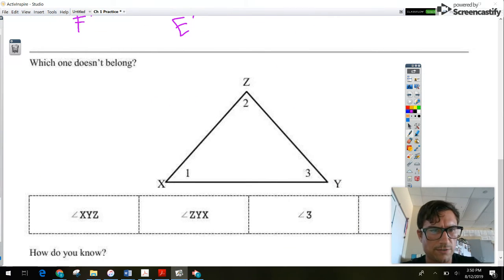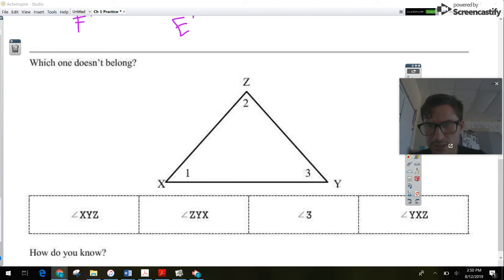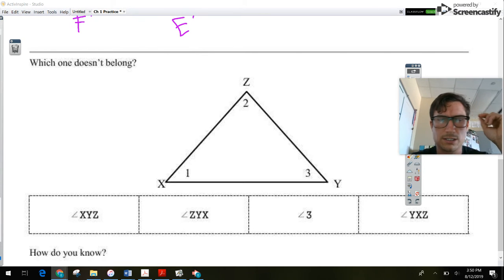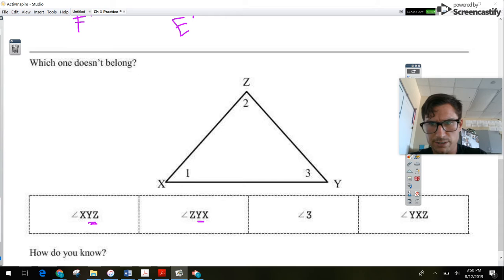So remember that we have angle XYZ, XYZ. We have angle ZYX. We have angle 3, and then you have angle YXZ. So which one do you guys think doesn't belong? Sorry about that. So we have Y, the vertex here, Y, the vertex here, and X, the vertex here. And then how do you know?